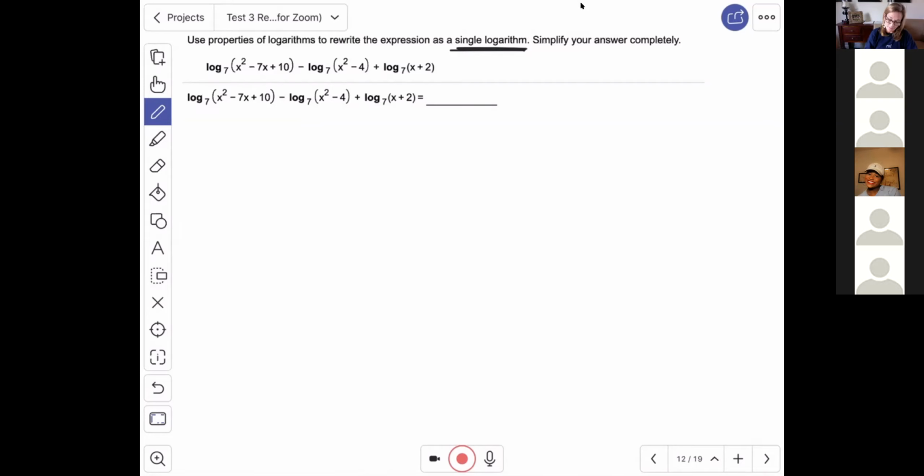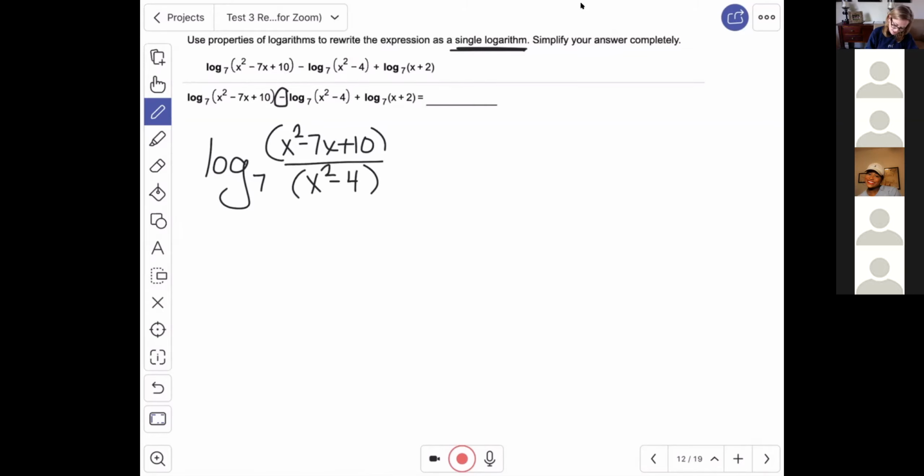All right, so if we're going to combine it, now look, if you wanted to, you could switch these terms around to make it a little bit easier for you. But this is what I would do. I have log base 7, I'm combining into one single log, and I have x squared minus 7x plus 10. Because of the subtraction right there, you divide the term. And then the big question is, what do I do right there?